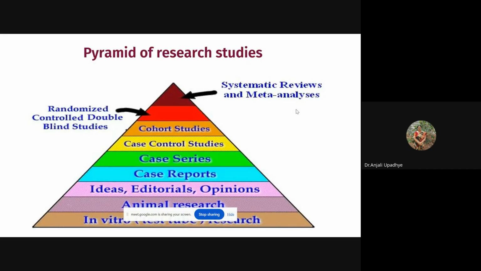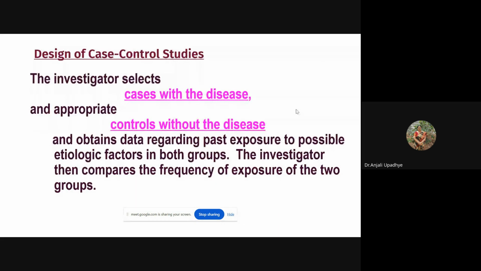So this is a pyramid of our research studies. First of all, in vitro and bio studies are there. Afterwards, the animal studies. Then ideas, editorials and opinions. Cases, case series, case control studies, then cohort studies, and the RCT with double-blind studies. And at the last, we have the systematic reviews and meta-analysis, which tell exactly which theory, which protocol, and which SOP is applicable. So this is the pyramid of our research study.